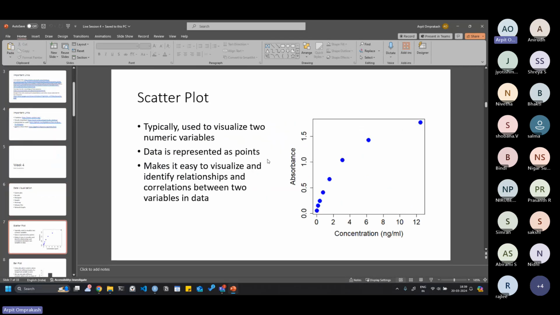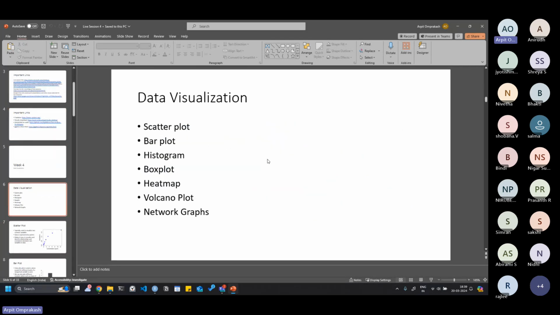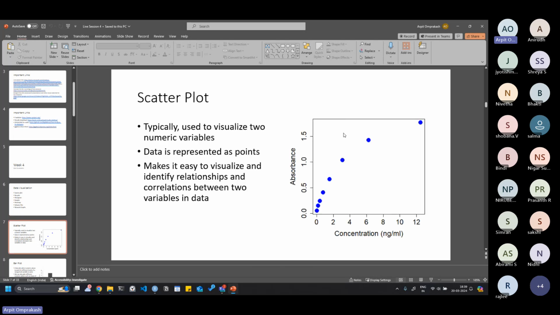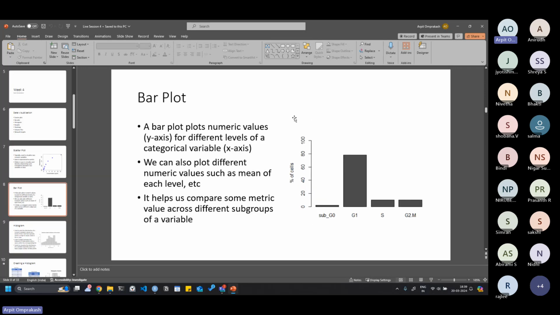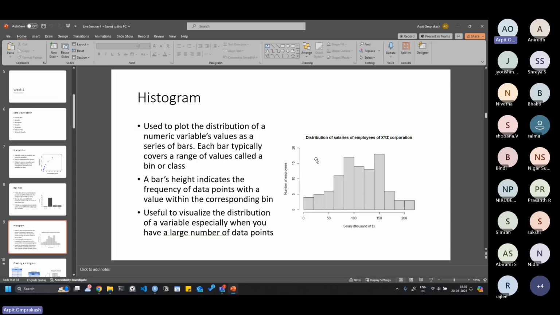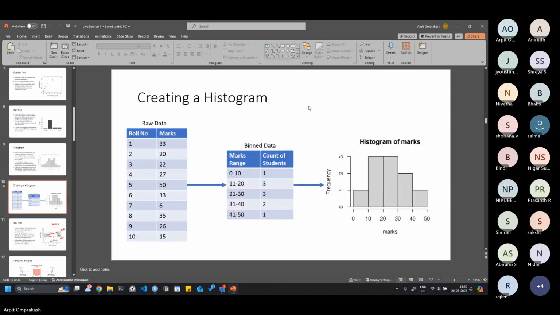Then in week 4, we talked about data visualization. We talked about different kinds of plots, such as scatter plot, which is typically used to visualize two numeric variables. We talked about bar plots, which basically help us plot numeric variables for different levels of a categorical variable. We talked about histograms, which show the distribution of a given variable.